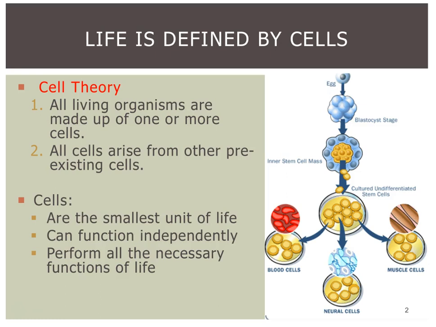Here's the thing about this cell theory: number 1 and number 2 right here aren't the testable parts of the cell theory. These are things called tenets, which are the overriding principles of the theory. So there are two major tenets of cell theory: all living organisms are made up of one or more cells, and all cells arise from other pre-existing cells.